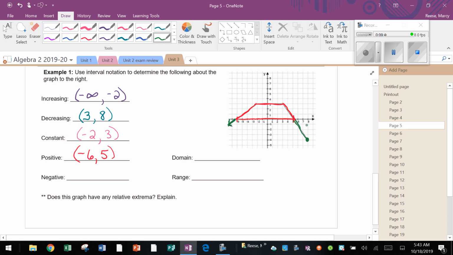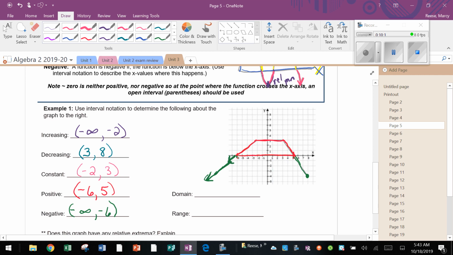Now remember there's an arrow here, which means that's like negative infinity. It's going forever and ever and ever to the left. So I'm going to say negative infinity, and it's going to stop being negative at -6, right? Because at -6 is where it hits the x-axis. Okay, so do you see that all right?